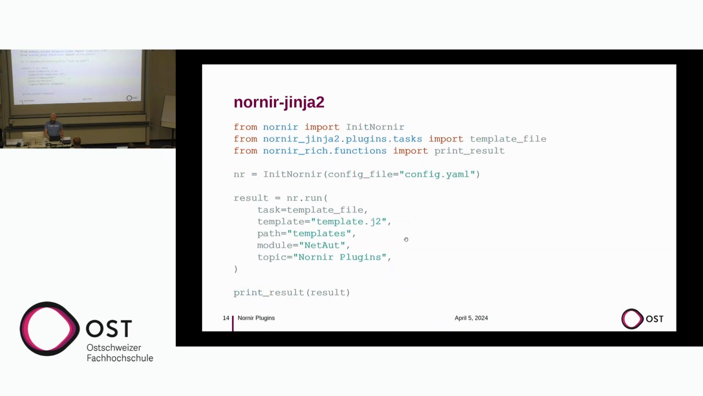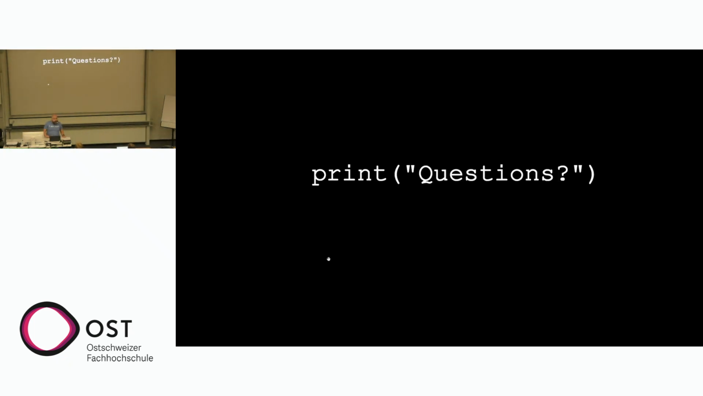And if we would use Nornir, we just install this plugin. We have the tasks here, template file or template string, and we have to run with the options. We can define where the template is, where the path is, so it directly will use the file system loader, but we could also override this function, and we can add variables we can then use in the template. So in this template we could, for example, use the variables module and topic. So this is also a pretty simple thing.